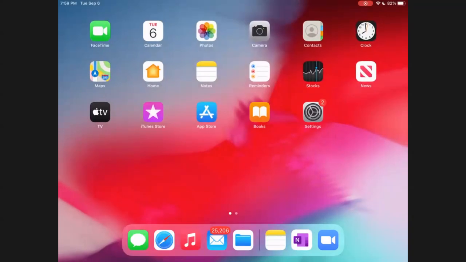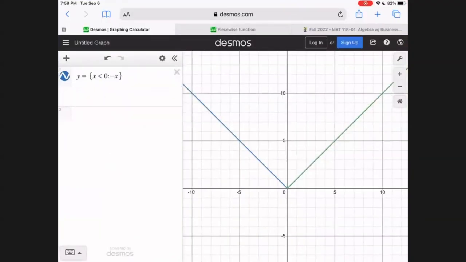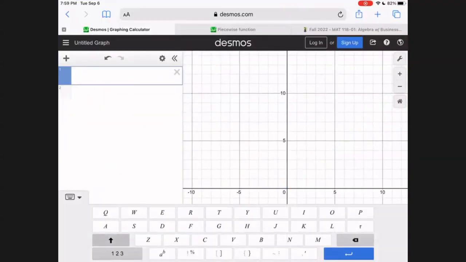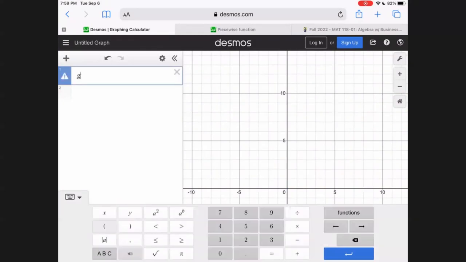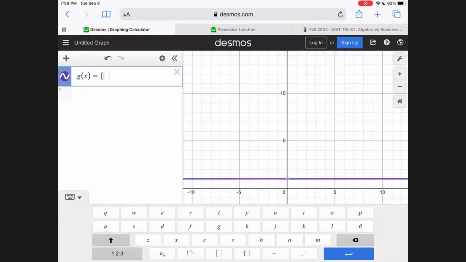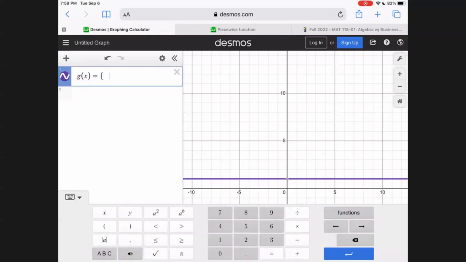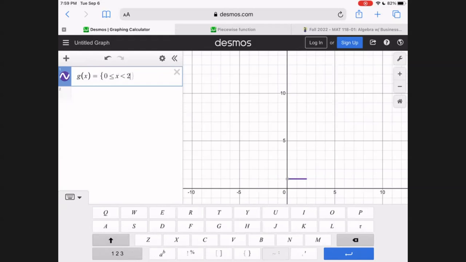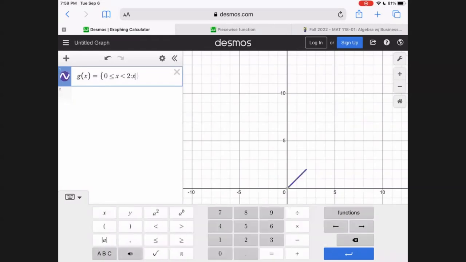So let's go over to Desmos. All right, so let's type this in. g of x equals, curly bracket. Remember, you have to put your domain restriction first. So 0 is less than or equal to x is less than 2. And then you put your colon, which is right here on the bottom. And then you type your equation in for that domain part, for that restriction.